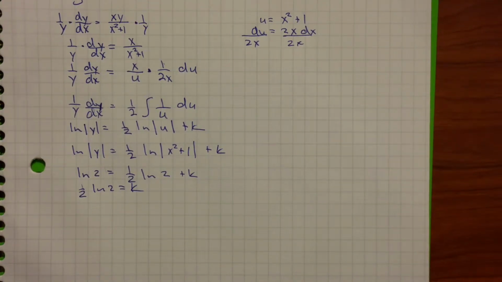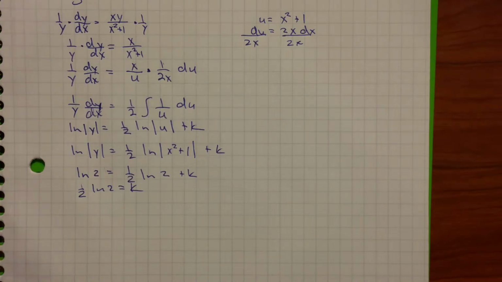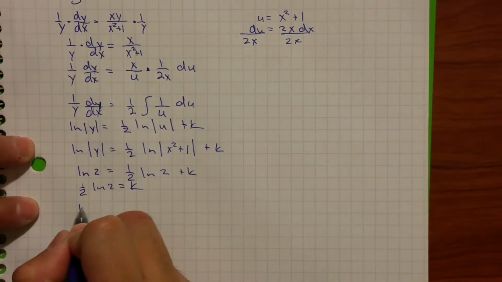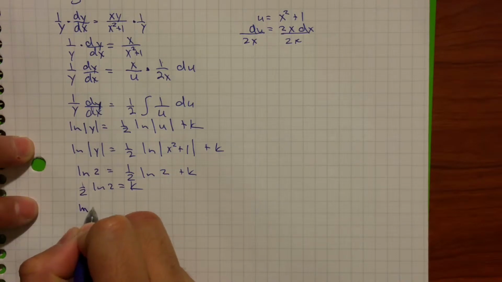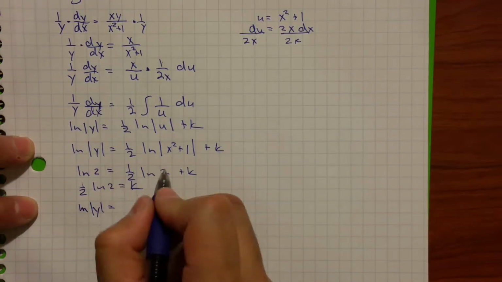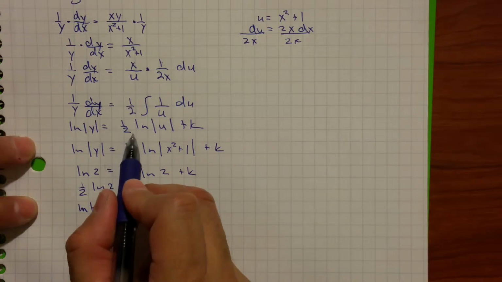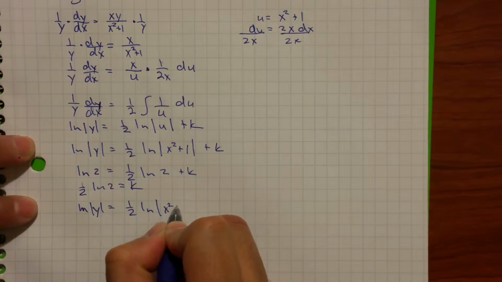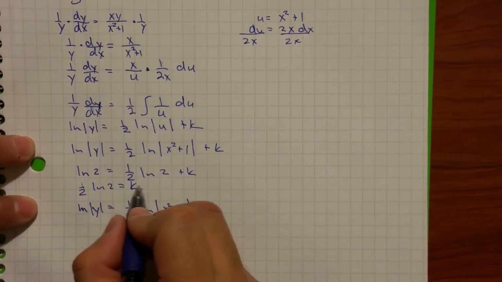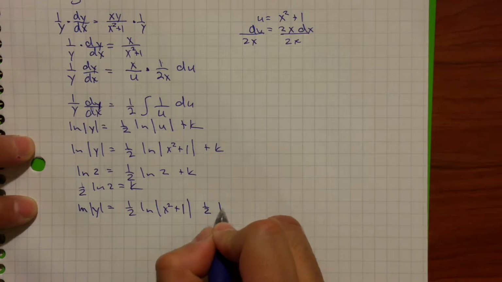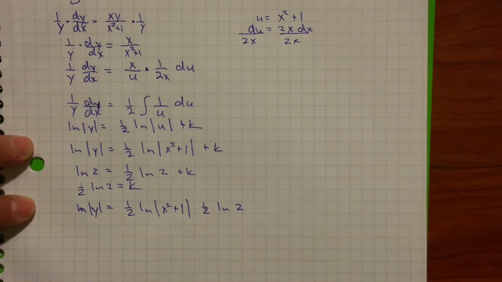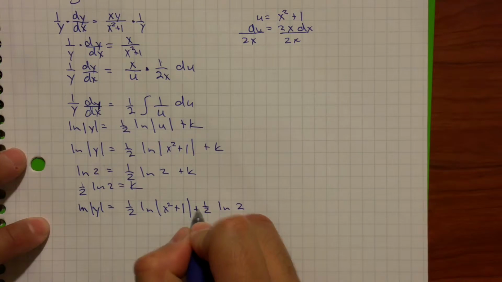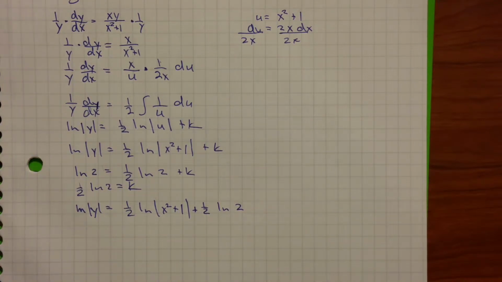So now I can put my problem together. I have my k value. I actually have all my values here, so let's go ahead and plug that in. So ln y is equal to 1/2 ln(x squared plus 1), and I'm going to be adding my 1/2 ln 2 to this one, because that's my k value. So I have to add that there.